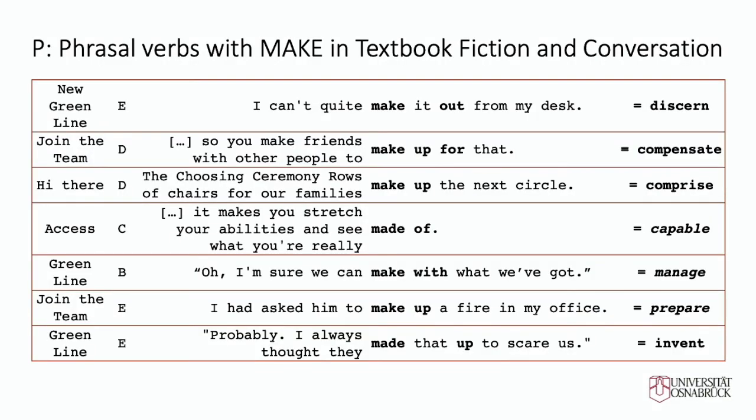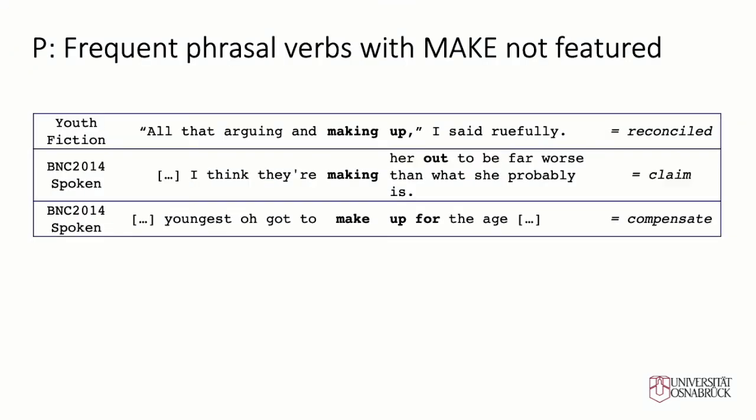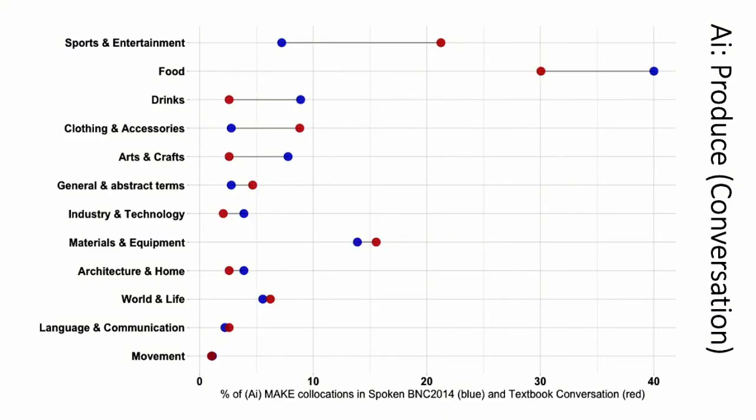Now, phrasal verbs is a particularly interesting one. In the textbook subcorpora that I'm looking at here, so textbook fiction and textbook conversation, we find these 7 phrasal verbs. They occur very, very infrequently, sometimes just once across the entire textbook corpus. If we compare that to what we actually see, we find that there are very frequent phrasal verbs which are not featured at all.